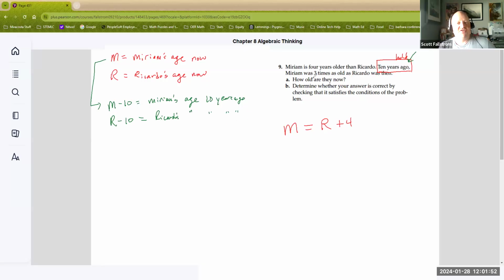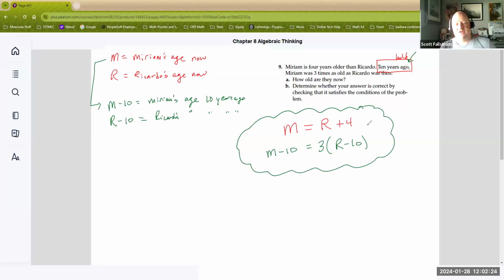And now Miriam was 3 times as old as Richard was. Okay, so I mean, Miriam's always going to be older, right? She's older. So now 3 times as old. So I need to multiply Ricardo's age by 3 to get her age. Okay, so that makes sense. So what I'm going to have here is M minus 10. That's her age 10 years ago. And to get there, I'd have to go 3 times Ricardo's age. So there are your 2 equations.